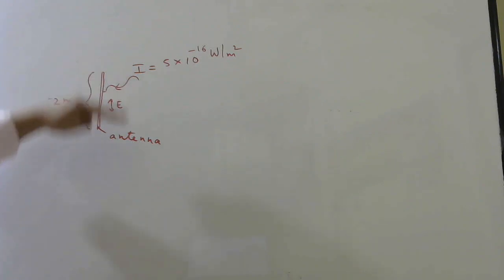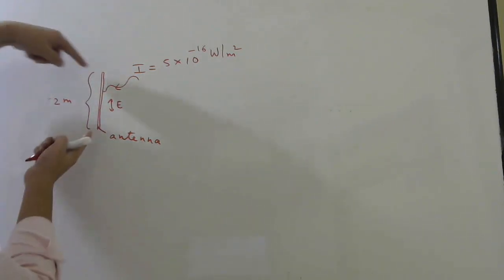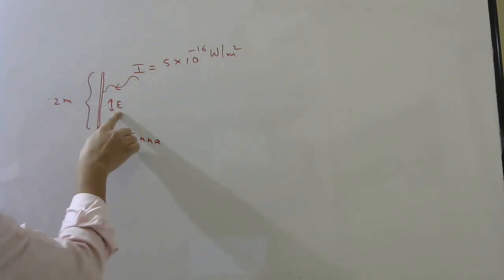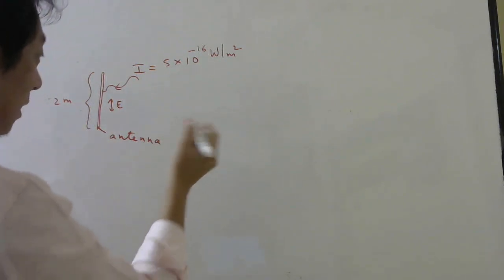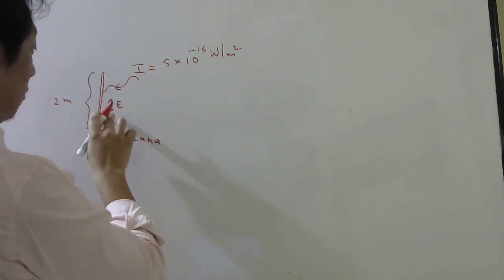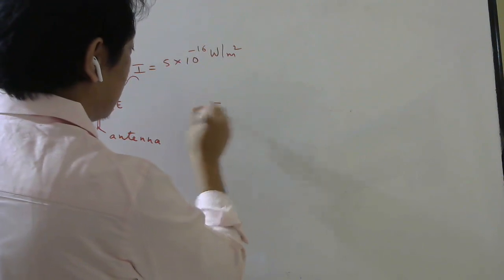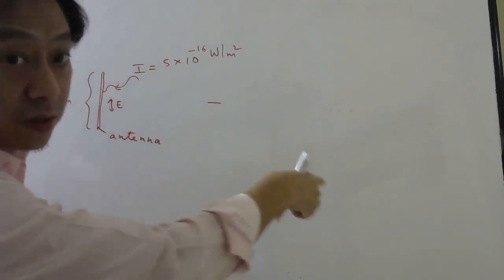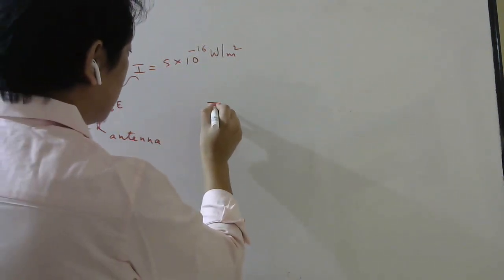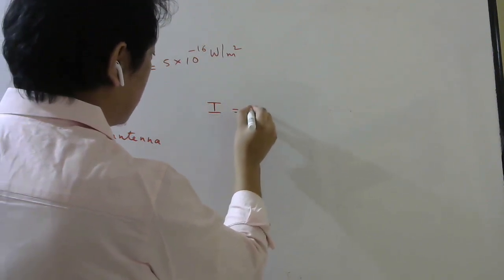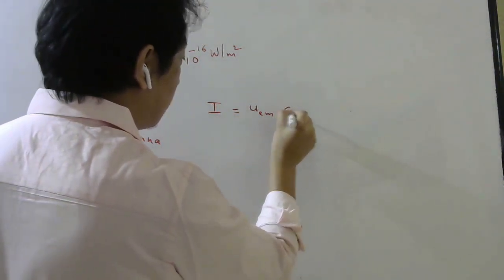In this light there is an electric field, no? So what we have to do to find the potential difference? We will find the maximum electric field. So from intensity, how to find the maximum electric field? This is not power, remember, so don't use the same formula. Intensity is energy density into speed of light.